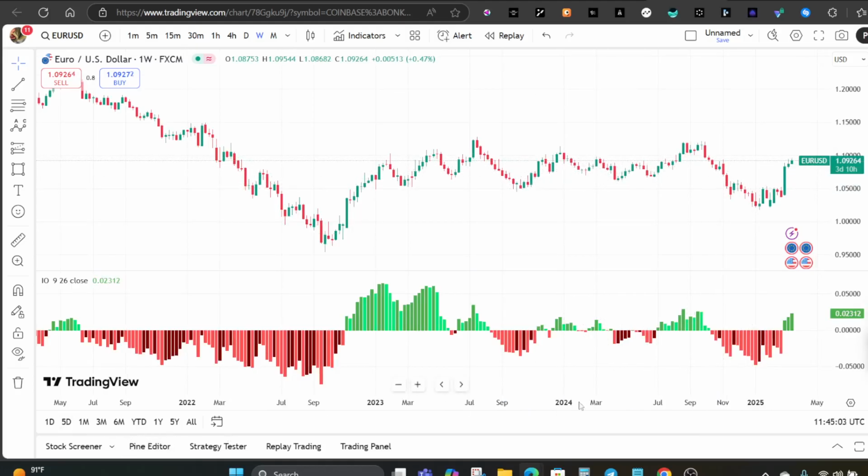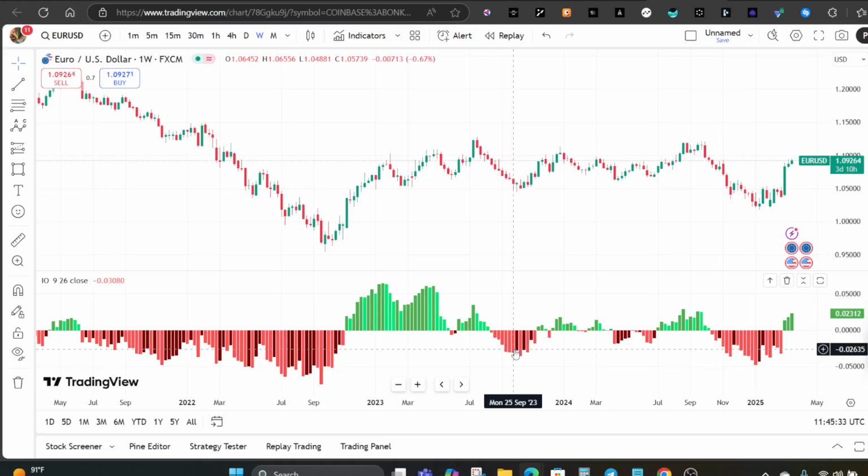The Ichimoku oscillator takes the core principles of the Ichimoku Cloud and converts them into a simplified oscillator format. Instead of displaying multiple lines overlaid on the price chart, it places these calculations in a separate oscillator window, making it much easier to interpret.